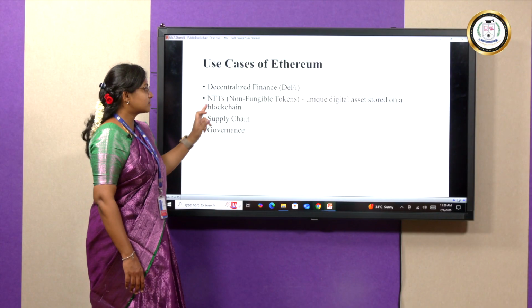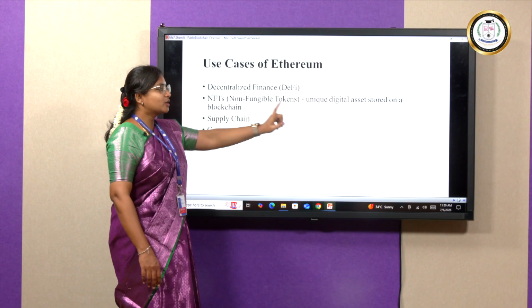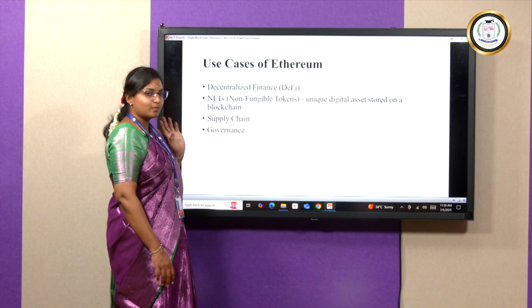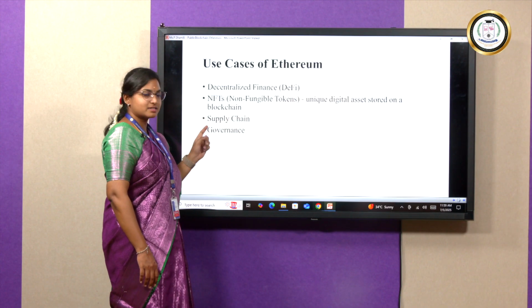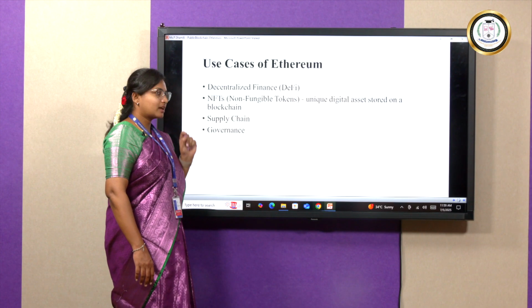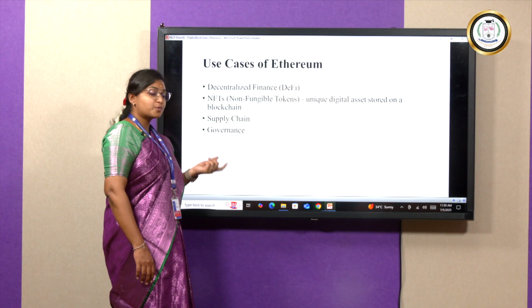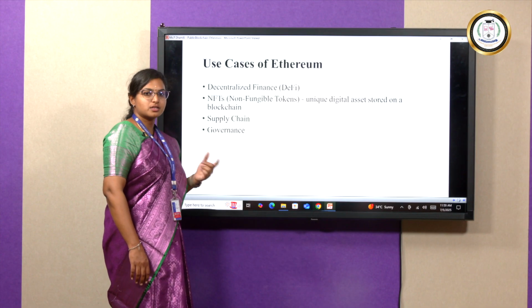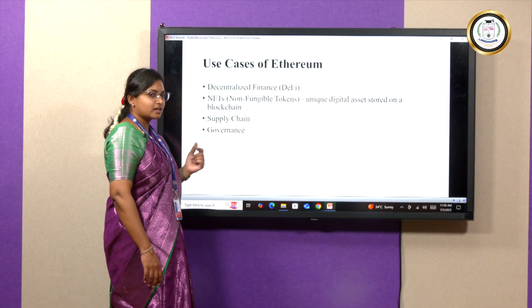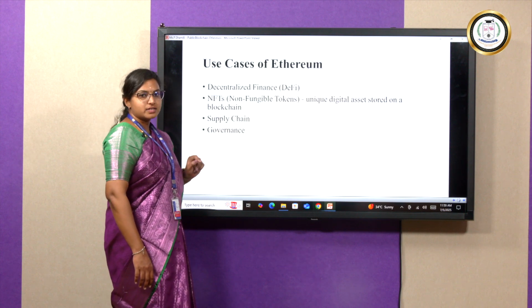And then NFTs, non-fungible tokens, a unique digital asset that is stored on the blockchain. Then supply chain, where supply chain comes under the transaction of transporting goods from one location to another location. Then governance, it comes under e-voting systems.